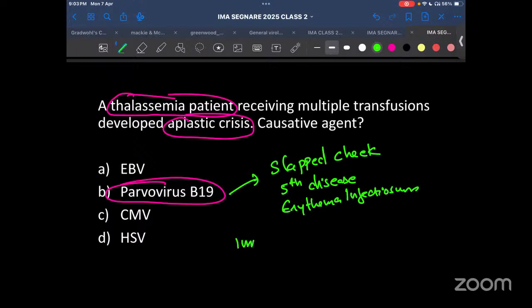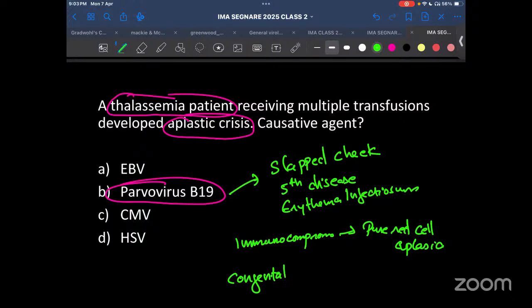Now, in immunocompromised patients, it causes pure red cell aplasia. It affects the red cells. If the baby gets this infection as a congenital infection, then the fetus will get non-immune fetal hydrops, similar to the hydrops caused by Rh incompatibility. So this is non-immune fetal hydrops, caused by parvovirus B19.